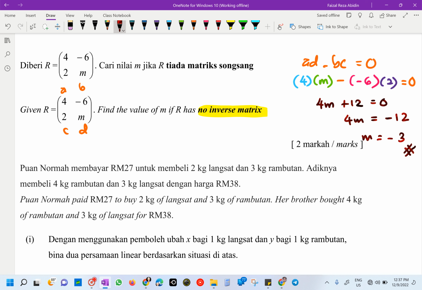Why could you not answer over here? Because you didn't know this one, isn't it? No inverse matrix. You have to refer back to the formula of our inverse of matrix, which is 1 over AD minus BC. Yang seronoknya, ada orang buat 1 over AD minus BC. Lepas tu dalam kurungan tu pun dia ada nombor lagi. Saya tak tahu nombor mana dia ambil. Dia cari X dengan Y. X, Y mana saya tak tahu.